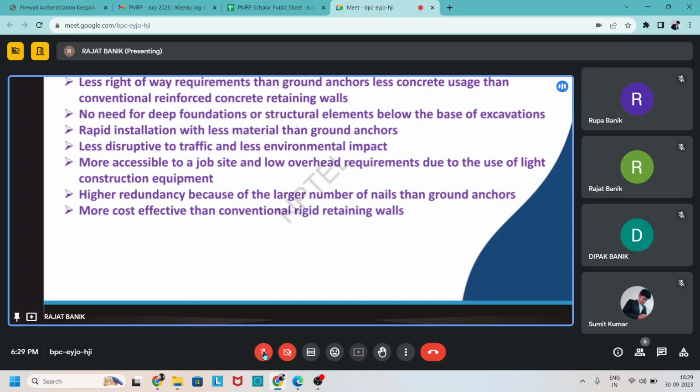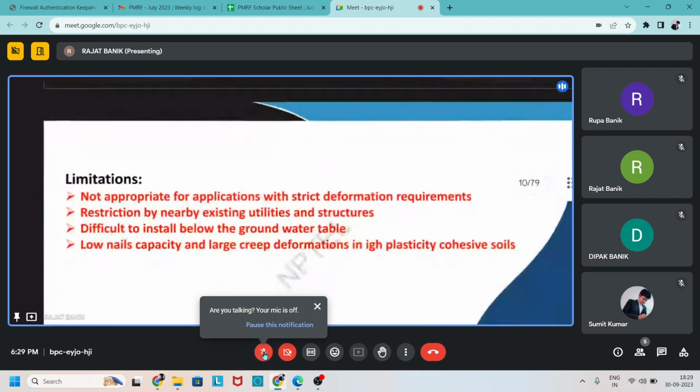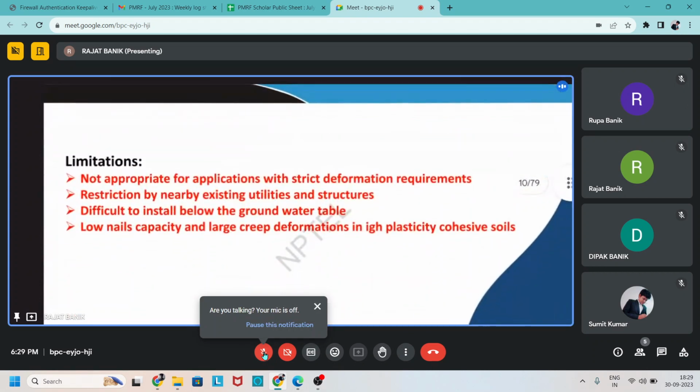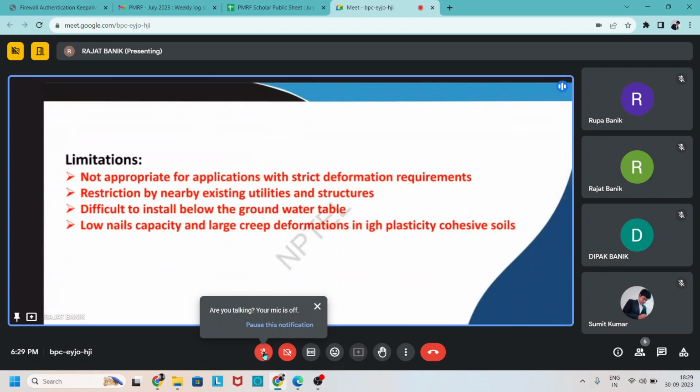So if the ground condition is suitable for soil nailing, then this technique is a better approach, or more cost effective than the conventional retaining wall, or we can prefer this soil nailing technique over the conventional retaining wall. Now we discuss the limitations of this technique. Like other methods, there are some limitations.